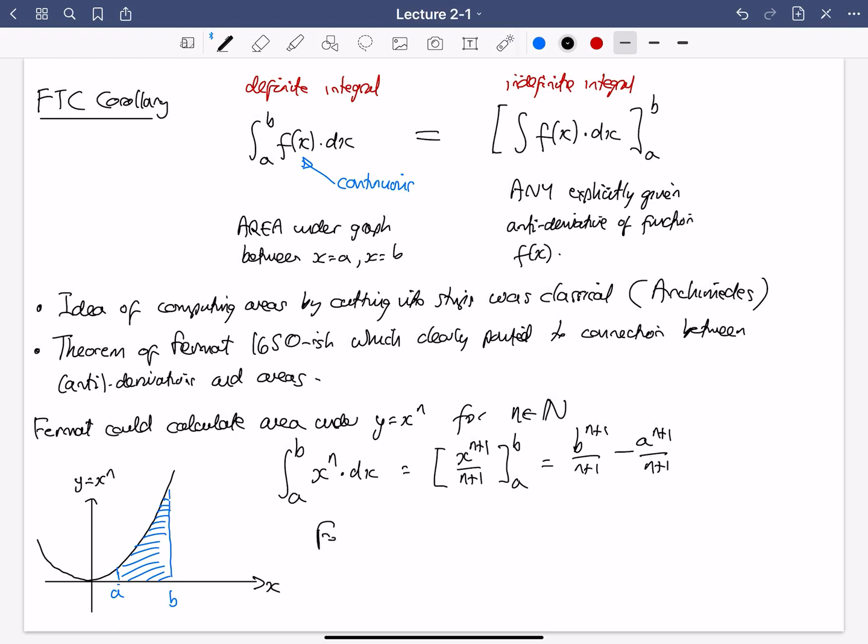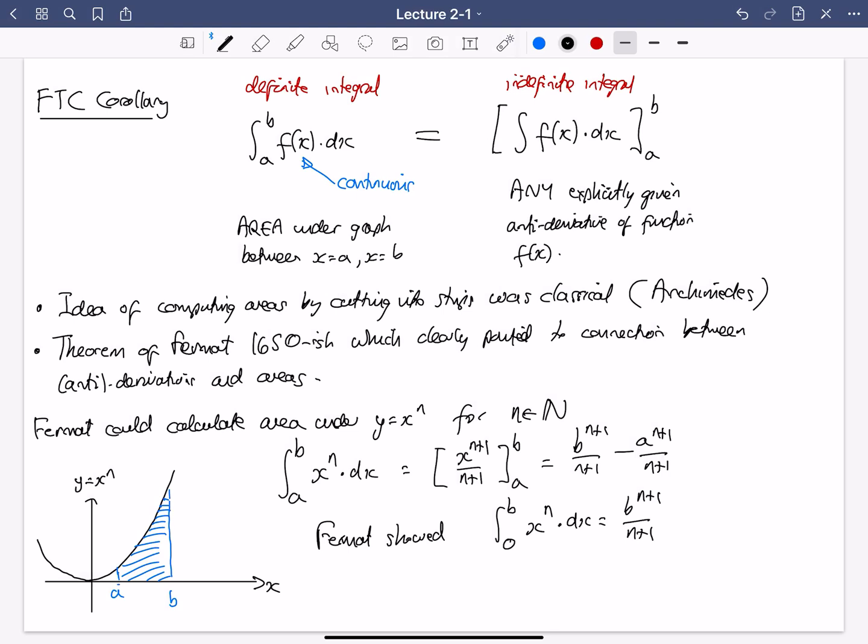In fact, what I'm going to show you is Fermat's proof just in the special case that the bottom edge of the strip, this a, is actually 0. So I'm just going to show you how to calculate the integral from 0 to b of x to the n dx. So that's just this b to the n plus 1 over n plus 1. And then by subtracting two such regions, you can obviously calculate that more general formula that I've just written down.